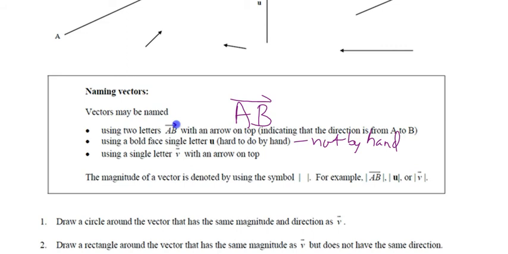Using a single letter v with an arrow on top, that's how you do it if you want to talk about vector v. And again, that is actually an arrow on top. It could be a double-headed or single-headed arrow. It doesn't matter. I tend to write them single-headed, it's easier. The magnitude of a vector is denoted by the absolute value symbol. We've seen this one before. Absolute value, which in this case means the magnitude or size of the vector. It means we strip off the direction. So it could be the magnitude of AB with an arrow on top, boldface u, or v with an arrow on top.